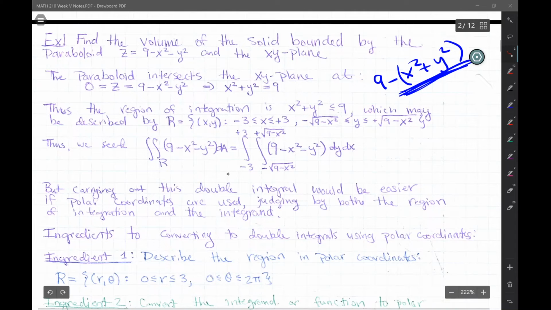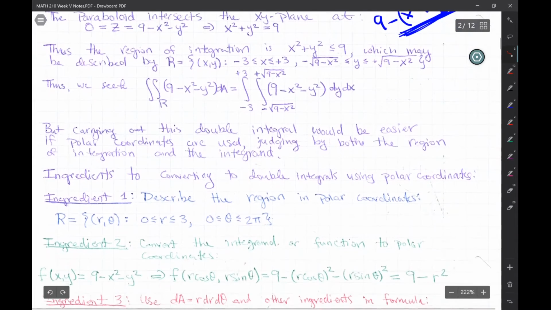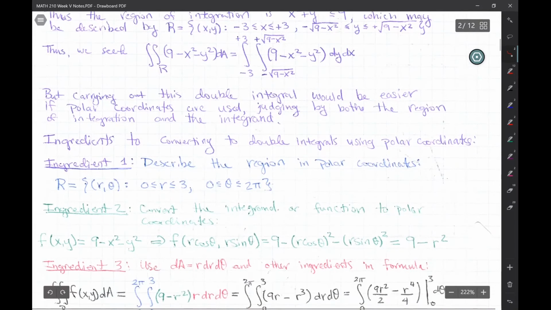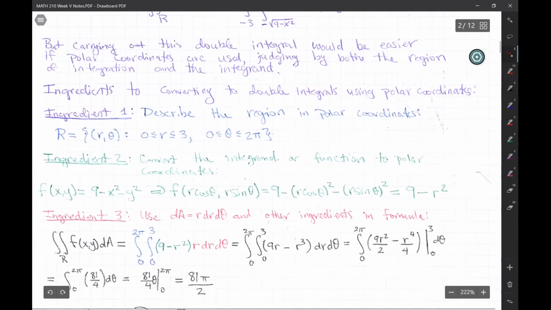The second hint comes from the actual region of integration. The region of integration is circular, and it is natural to describe circular regions in terms of polar coordinates. Thus, due to these two motivations, we'll choose to convert to polar coordinates. And let's see how to do that.